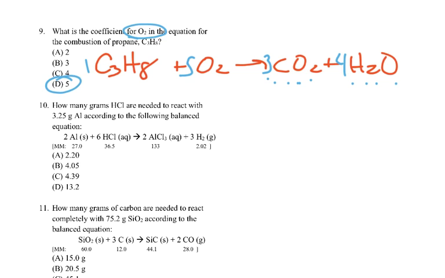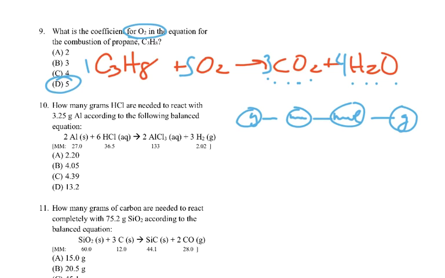It's 5. Okay, how many grams of HCl are needed to react with 3.25 grams of aluminum according to this reaction? This sounds like I'm going to go from grams to moles, then moles to moles, and then moles to grams. So it's going to be a 3 conversion factor problem.